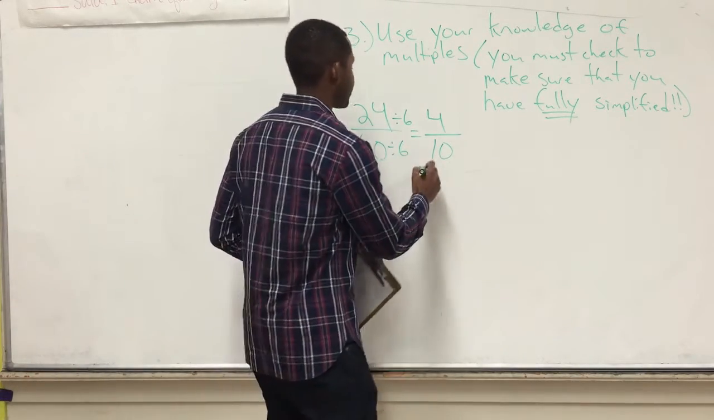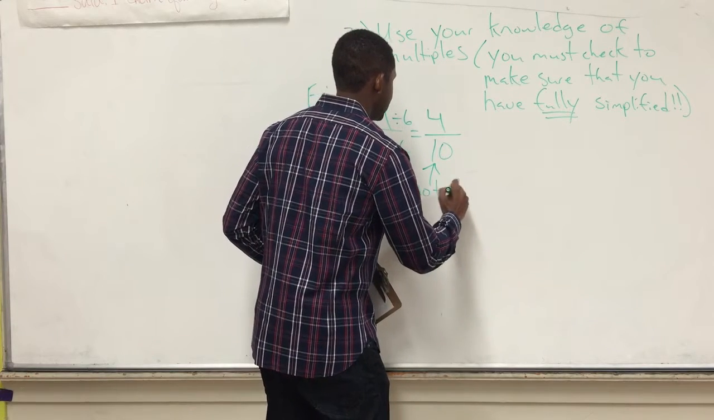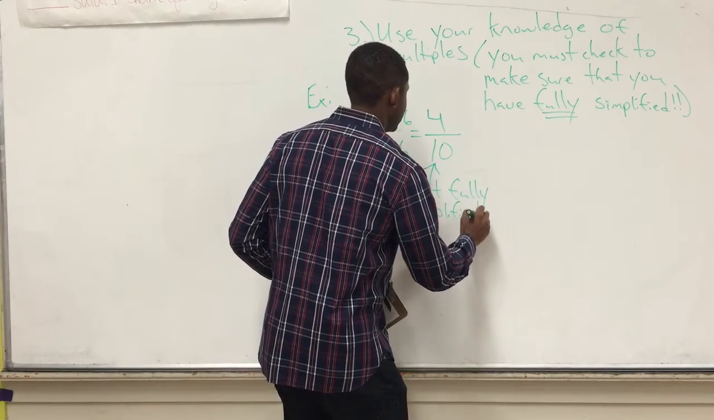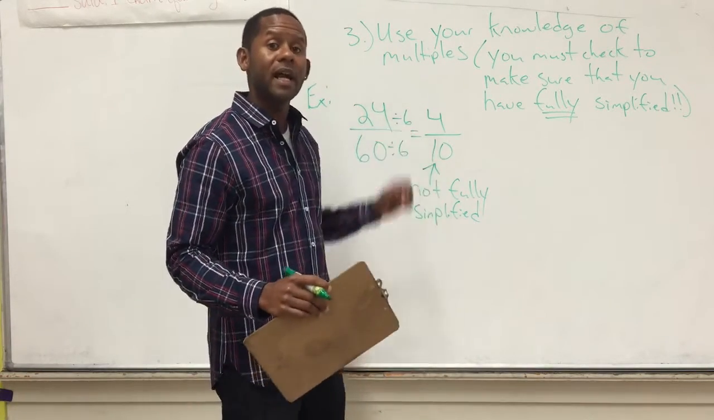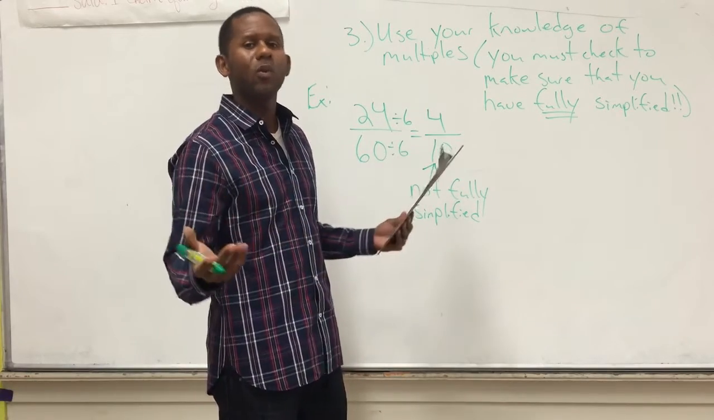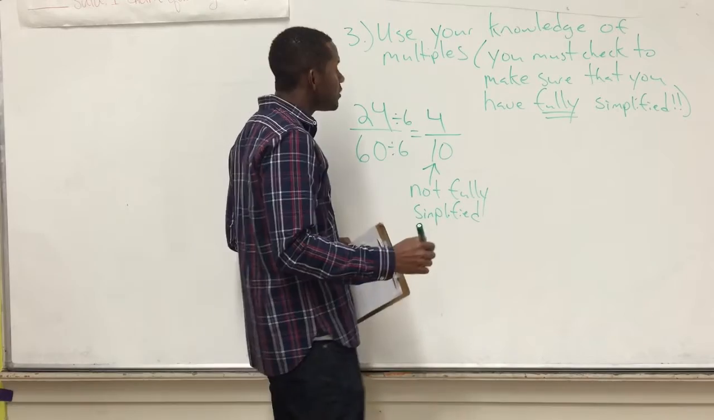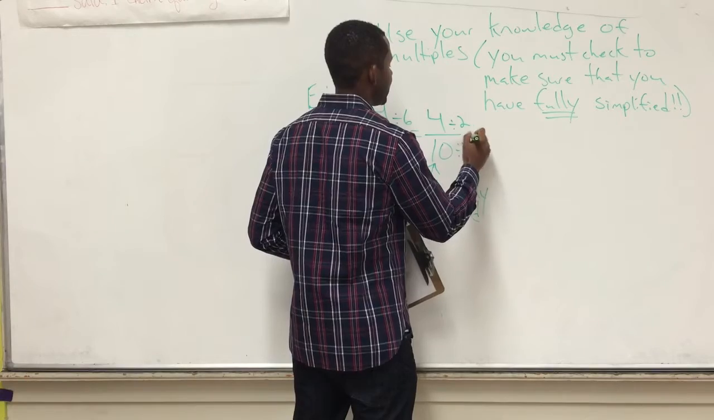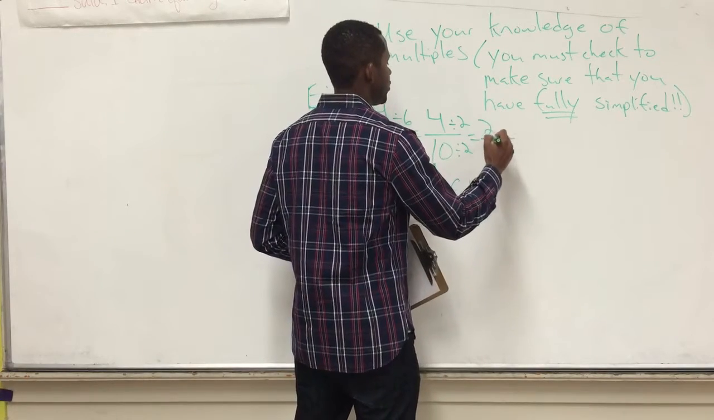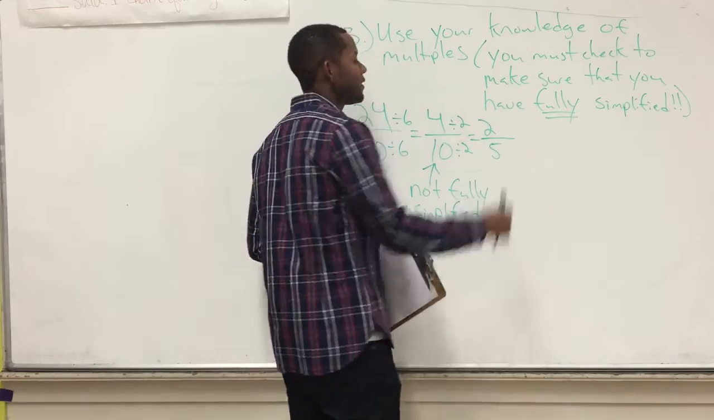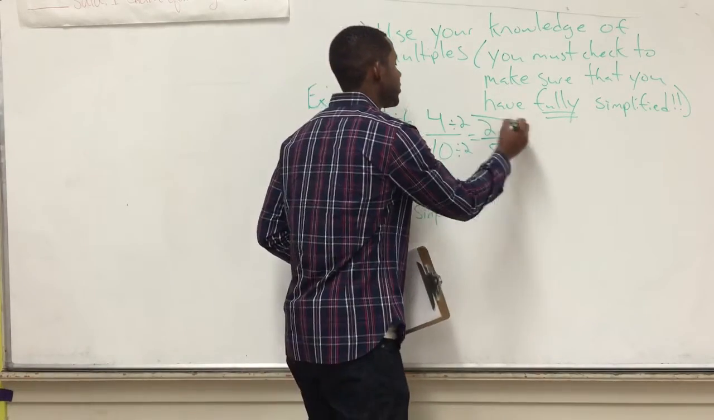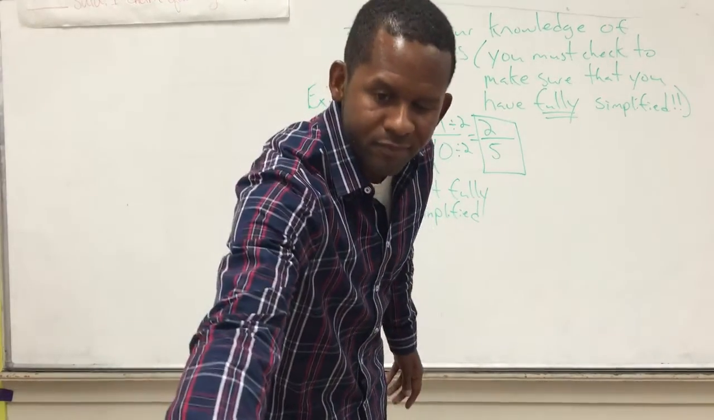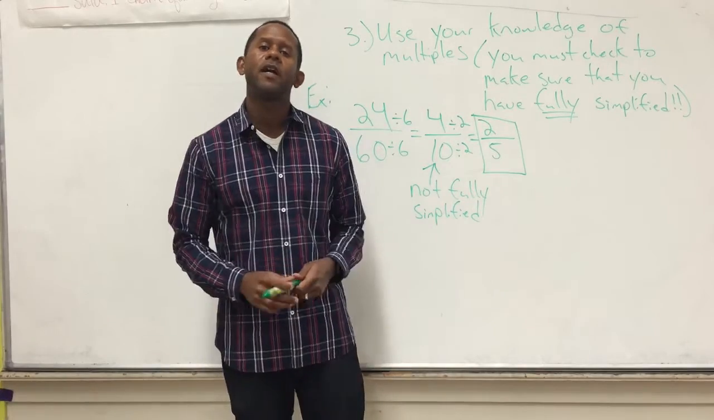Here's the problem, though. This thing is not fully simplified. There is something else that you could divide out of both a 4 and a 10. What is that number? Most of you probably figured out that, oh yeah, this can still be simplified because I can divide by 2 and divide by 2, right? So I end up with 2 over 5. There's nothing that I could divide out of both a 2 and a 5, so this is my final fully simplified answer. Quick refresher on simplifying fractions.